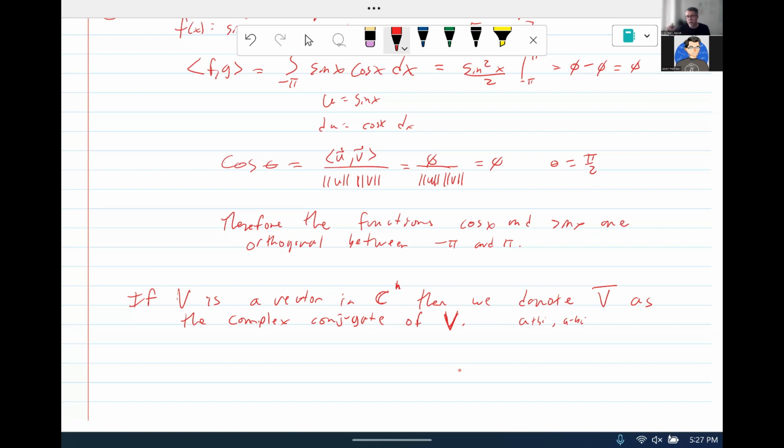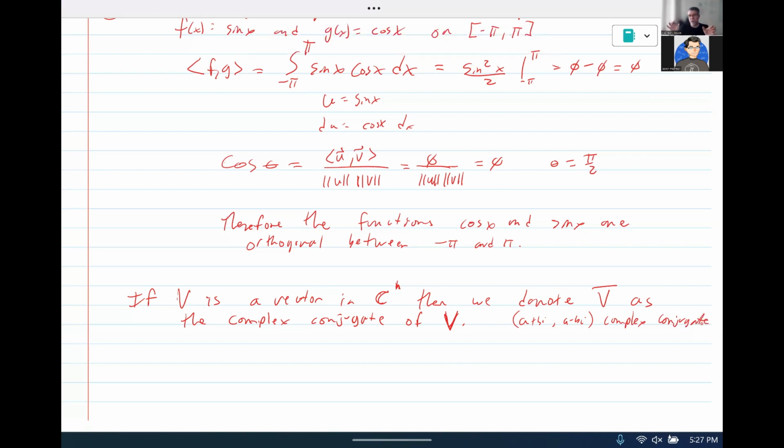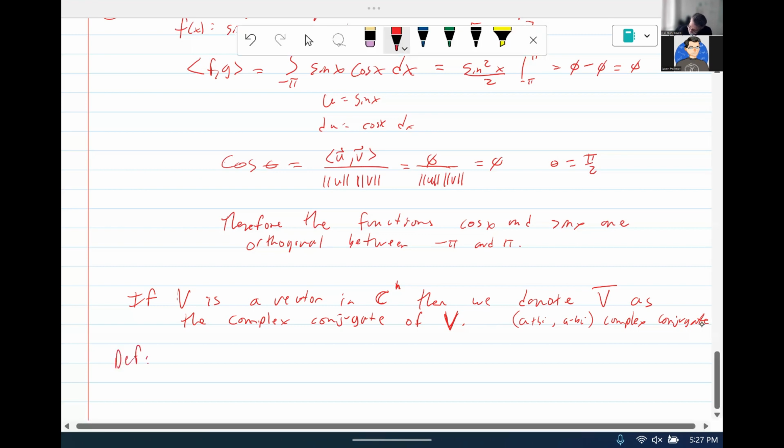It means you take the complex number, and if it was a positive, then it becomes a negative, a minus sign, and vice versa. So we would say that these are complex conjugates. If we had C2, then we'd have 2 of those, and we'd have to get the conjugates of both components of the vector. So let's do a definition.